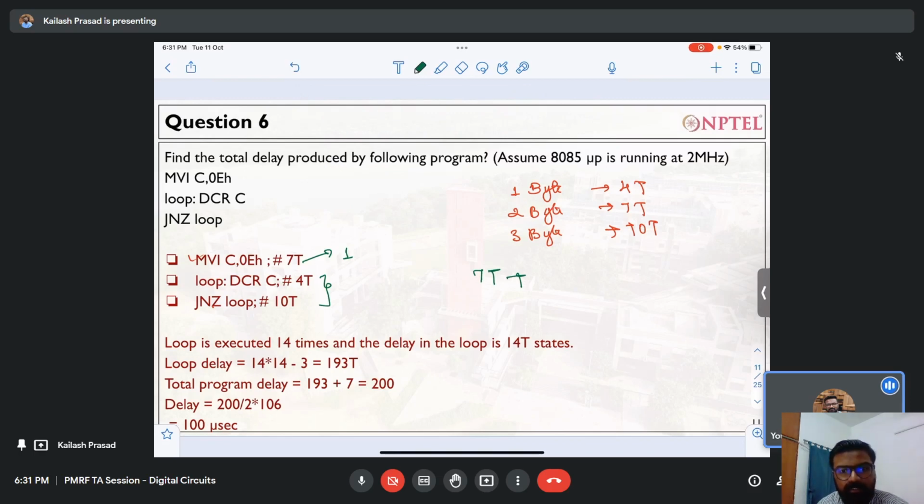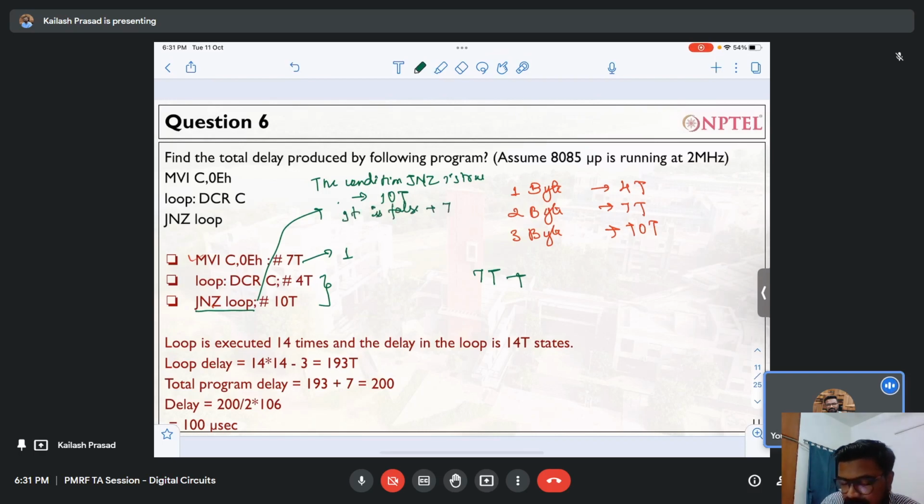So see, the jump not equal to 0. There is a trick in this particular part. Whenever the condition JNZ is true, and this you have to remember, it takes actually 10T states. When it is false, it takes 7T states.